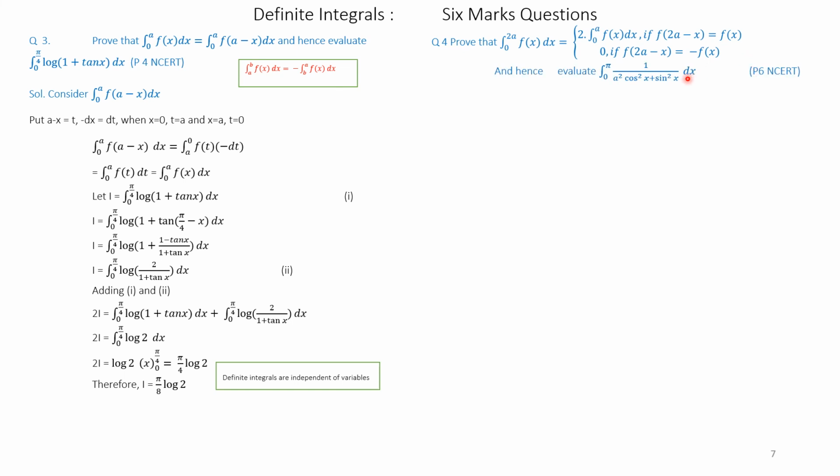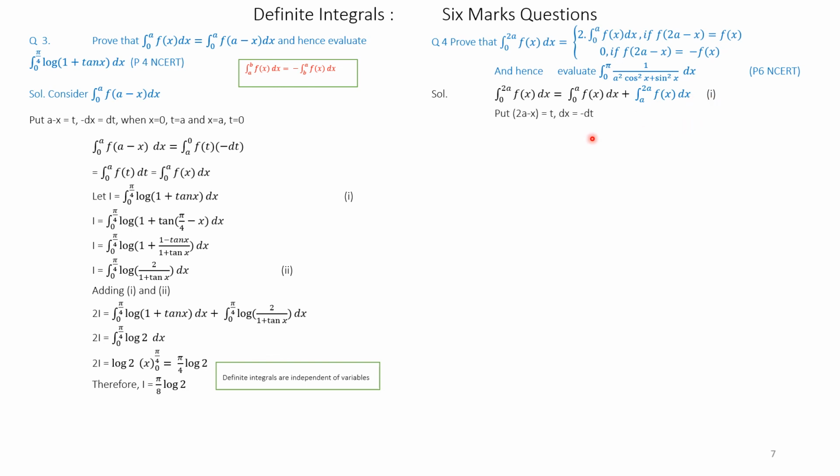Hence evaluate integral 0 to pi 1 over a square cos squared x plus b square sin squared x dx. Let us solve it. Integral 0 to 2a f(x) dx, left hand side, can be written as integral 0 to a of f(x) dx plus integral a to 2a. That is, we have split the limits of 0 to 2a into two parts, 0 to a as well as the next part a to 2a.